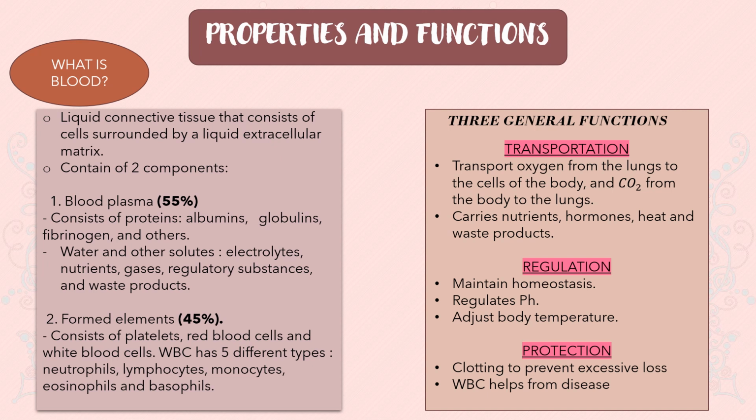We're also going to talk about the 3 general functions. The first one is transportation. As we know, our blood transports oxygen from the lungs to the cells of our body and carbon dioxide from the body to the lungs. And it also carries nutrients, hormones, heat, and waste products. The second function is regulation. It is to maintain our homeostasis and regulate pH, and also to adjust body temperature. And the third function is protection. It will clot to prevent excessive blood loss, especially if we're having an accident. And white blood cells also help protect from disease.